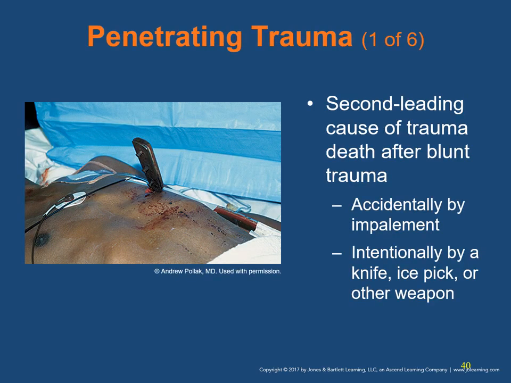Penetrating trauma. Penetrating trauma is the second leading cause of trauma death in the United States after blunt trauma. Low energy penetrating trauma may be caused accidentally by impalement, or intentionally by a knife, ice pick, or other weapon. Many times it is difficult to determine entrance and exit wounds from projectiles in the pre-hospital setting. Determine the number of penetrating injuries. Combine that information with the important things you already know about the potential pathway of penetrating projectiles.